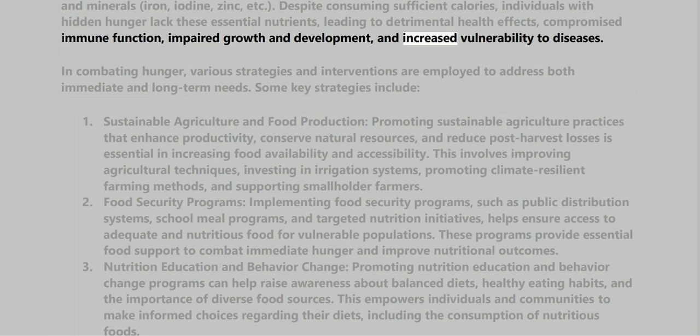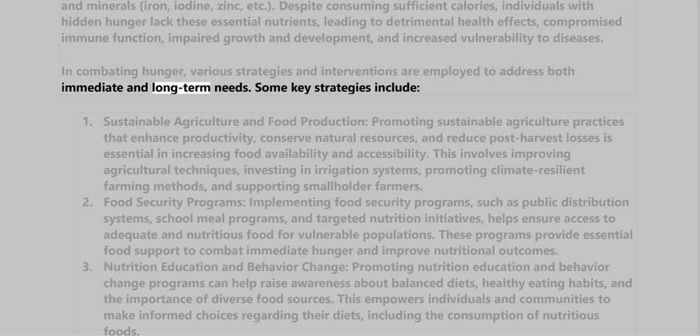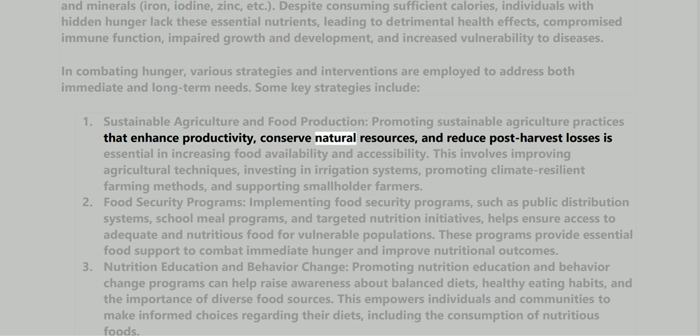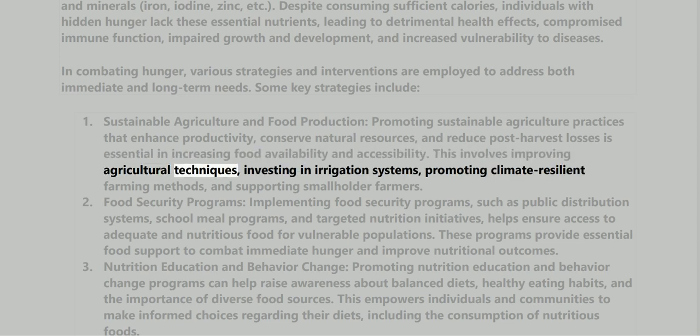In combating hunger, various strategies and interventions are employed to address both immediate and long-term needs. Some key strategies include 1. Sustainable agriculture and food production. Promoting sustainable agriculture practices that enhance productivity, conserve natural resources, and reduce post-harvest losses is essential in increasing food availability and accessibility. This involves improving agricultural techniques, investing in irrigation systems, promoting climate-resilient farming methods, and supporting smallholder farmers.